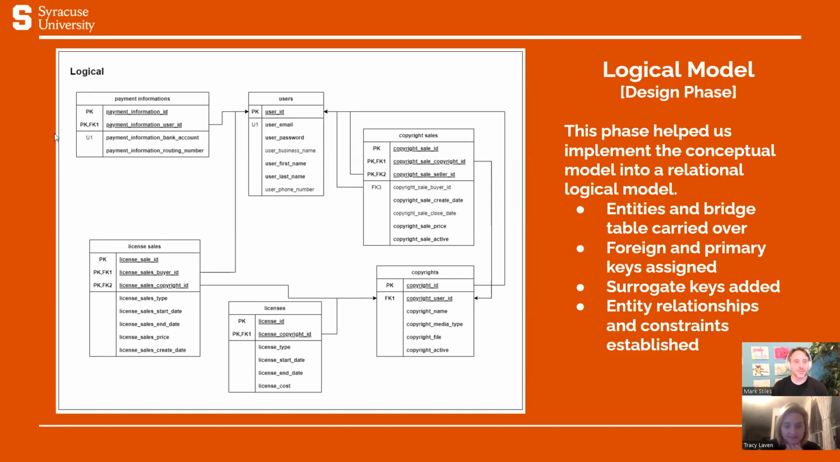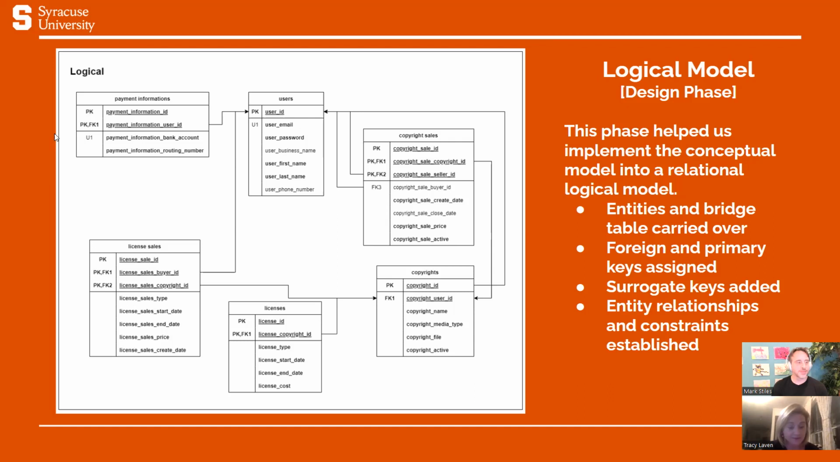And then here, lastly, we have our logical model. This is part of the design phase. This really helped us implement the conceptual model into a relational model. So you'll see all 6 of our entities are carried over. We have our primary and foreign keys assigned. One thing that I'd like to point out is that you will see on the users table, we have a unique identifier, user email, as well as on the payment information, our unique field, payment information bank account.